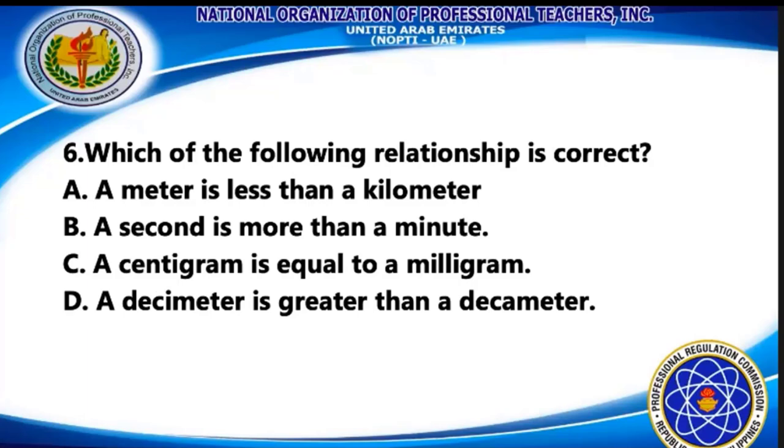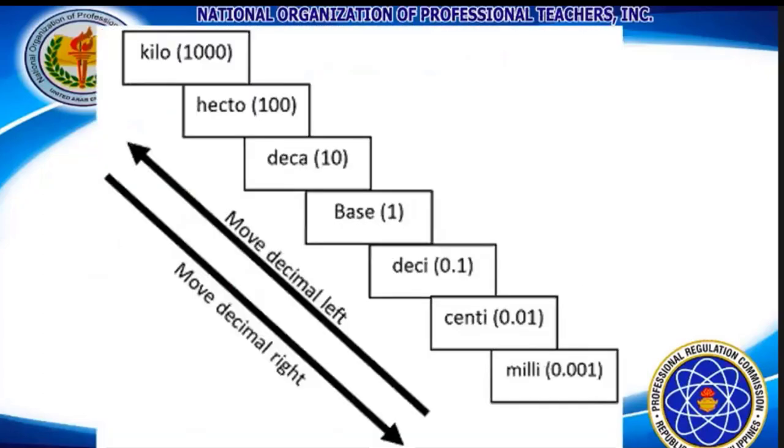Okay? Answer. Letter A. Okay? A meter is less than a kilometer. Now, what is this concept all about? Ito na yung, if you recall your concept of dimensional analysis, yung ladder of conversion. Ito yung base units na gagamitin. For example, meter, liter, grams. Ano pa? Meter, liter, grams. Yeah, yung tatlong yon. So, habang pababa, paliit. Habang pataas, palaki. So, si base unit na meter is less than decameter.